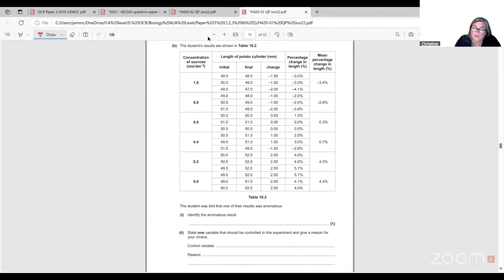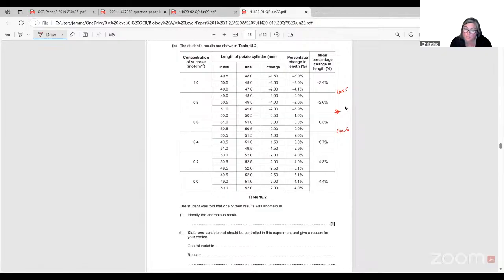Okay, so what else have we got? We've got a table of results here. What can I see? Length, initial, final, change, percentage change, mean percentage change in length. Okay, what can we see? Our sucrose concentration is going from high to low here. We've got a loss here. We've got a gain here. So therefore, somewhere in between, there was no loss or gain. So right away, I'm just helping myself look at the data to see what it is telling me before I move on to the next question.